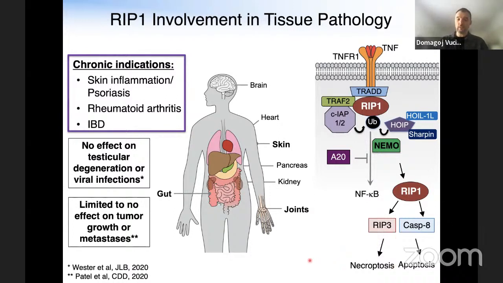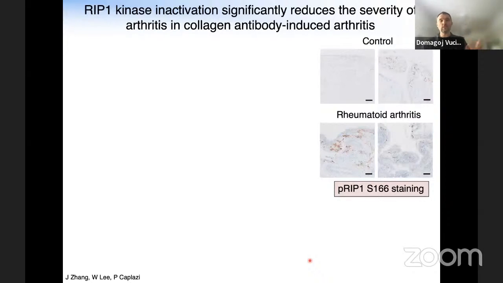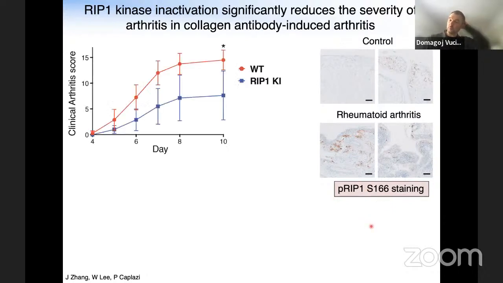Okay. So first I'm going to show you the rheumatoid arthritis model. We verify activation of the pathway in human tissue. So these are human tissues, control or patients with rheumatoid arthritis. And then we use a RIP1 S166 phospho-antibody. As you can see, very nice activation in rheumatoid arthritis of the phospho-RIP1 signal.